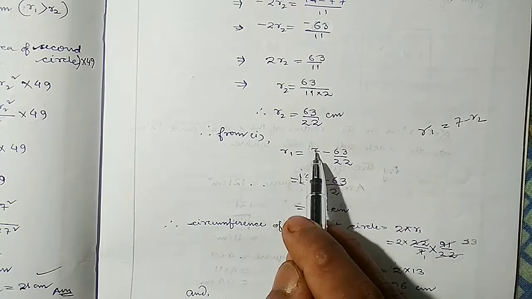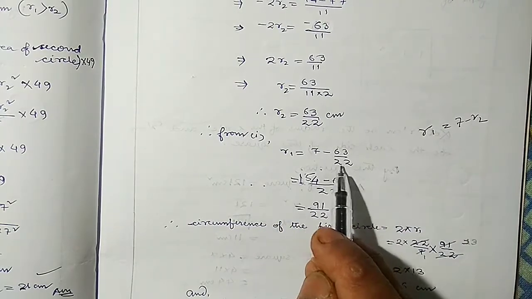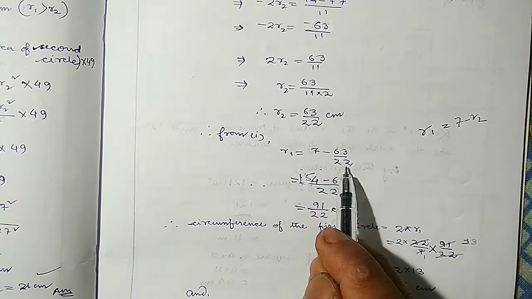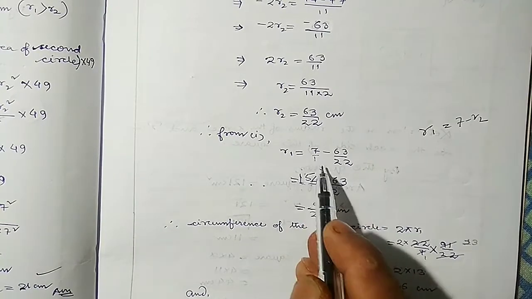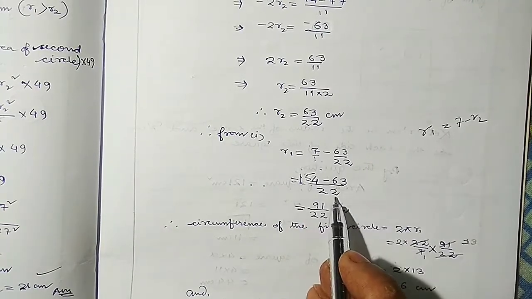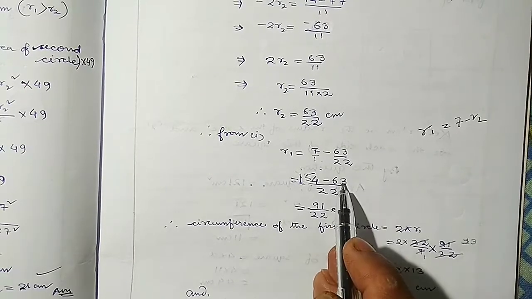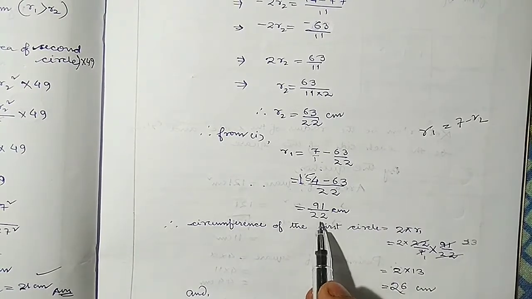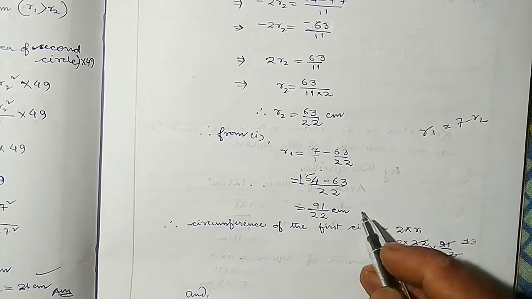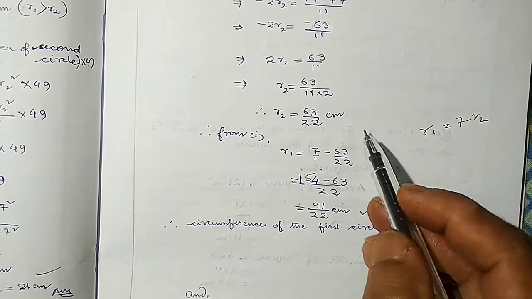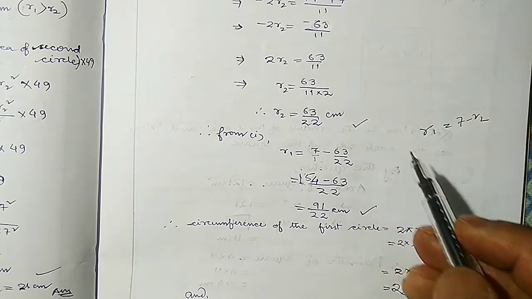R1 equals 7 minus R2. Instead of R2, we can write 63 by 22. Here it is 7 by 1. So if I take the LCM, it will be 22. 22 into 7, 154 minus 63. If I subtract, it will be 91 by 22. So R1 is 91 by 22 centimeter and R2 is 63 by 22 centimeter.